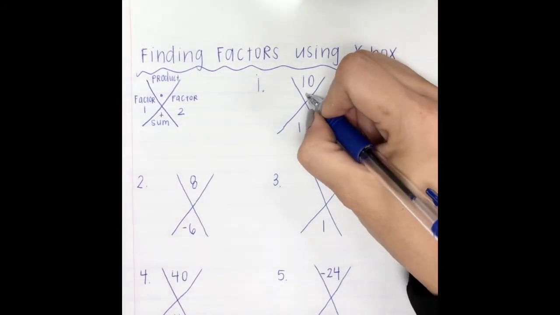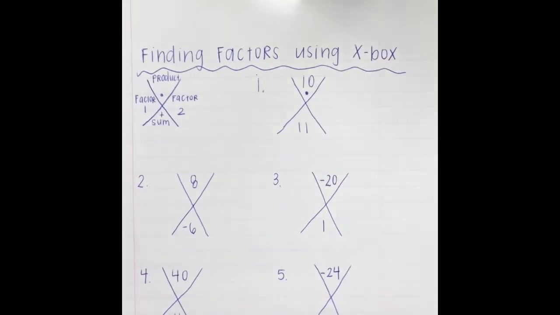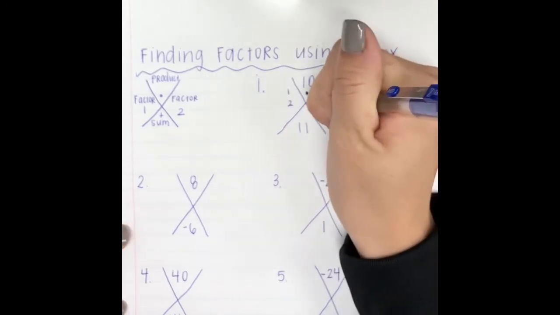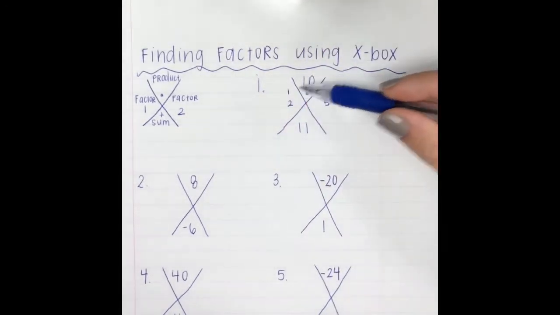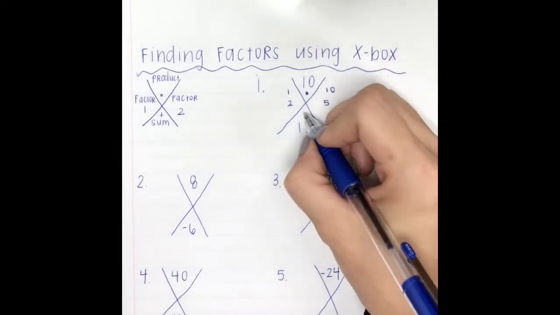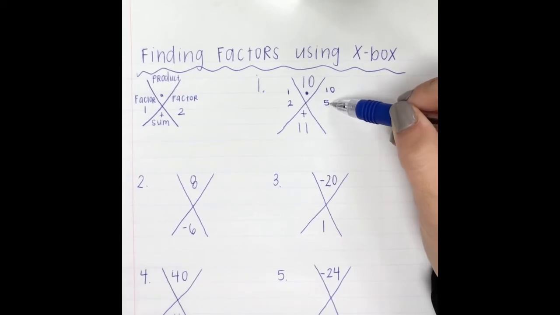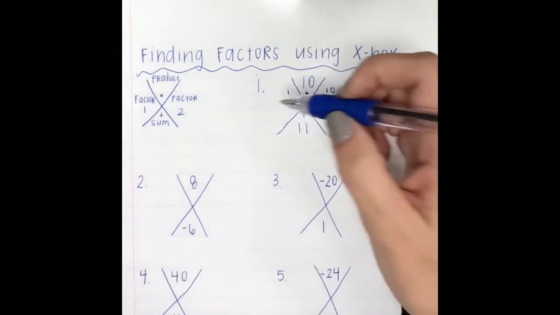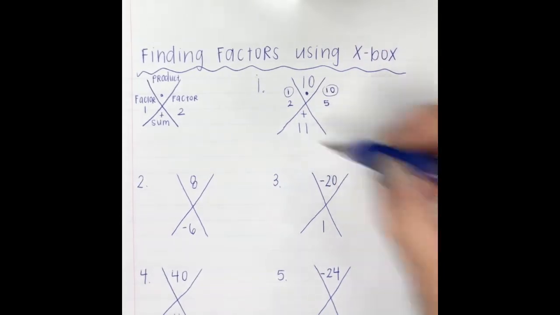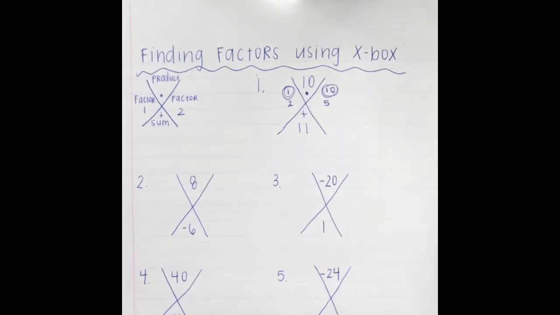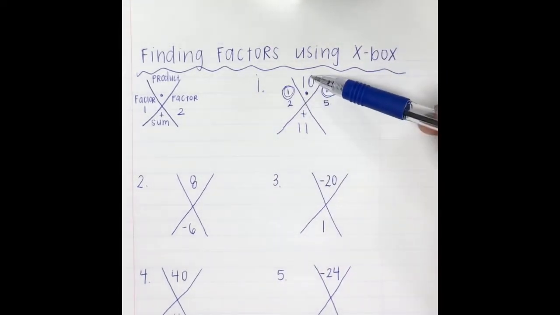So we need two numbers that'll multiply to give us 10. So that's where we're going to start. We know 1 times 10 is 10, and 2 times 5 is 10. Well, which of these pairs will add up to give us 11? Well, 2 plus 5 is 7, not 11. But 1 and 10 will add up to give us 11. So those are our answers. These are the factors that multiply together to give us 10, and then add together to give us 11. So that's our answer, 1 and 10, okay?